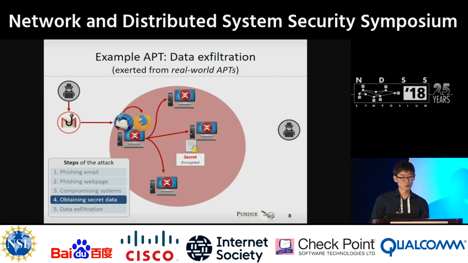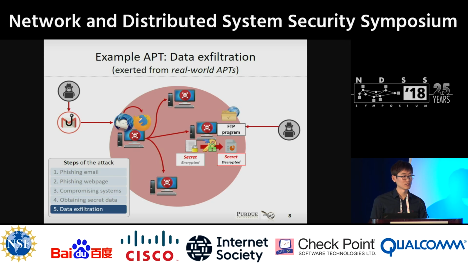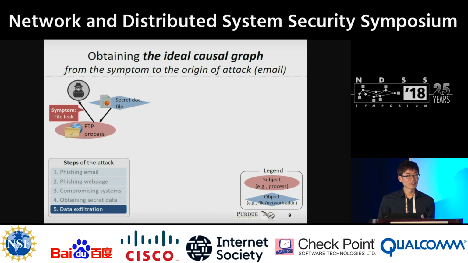So he finds a program called GPG to decrypt the secret file. Once he gets the decrypted secret file, he moves the file to the home folder of an FTP program. Later, the attacker connects to the FTP server to exfiltrate important data. After a month, the company realized the secret was stolen. Then they hired a forensic analyst to investigate this case. The forensic analyst first collects the system call logs for the past 2 months and identifies a suspicious symptom, which is file exfiltration through the FTP process.